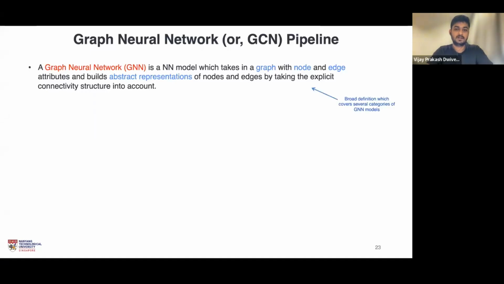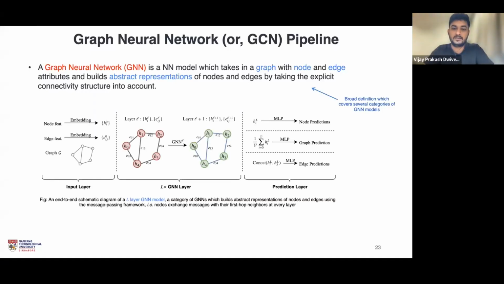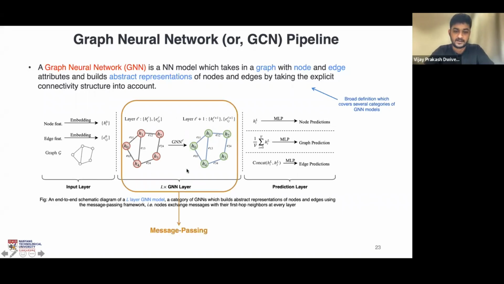So a deep graph neural network, or simply a graph neural network, consists of this pipeline. At the input, node features, edge features, and graph features are taken. At each layer, these features are updated. And at the final prediction layer, the final layer features are considered and passed to the classifier for the predictions. So where is the message passing? It's there at each of the GNN layers. So why is it called message passing?